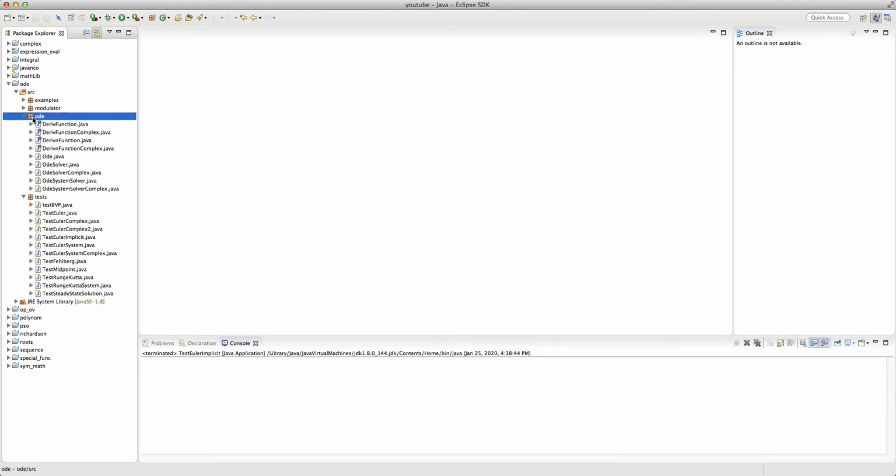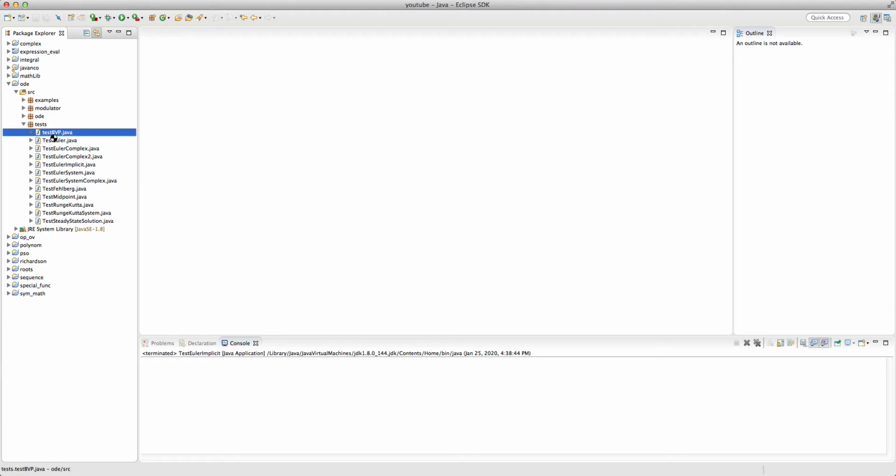So we have this ODE package, and if you recall, we have 4 driv function interfaces: driv function, driv function complex, driv end function, driv end function complex. ODE solver solves one real valued ODE. ODE solver complex solves one complex valued ODE. ODE system solver solves a system of real valued ODEs, and ODE system solver complex solves a system of complex valued ODEs, right?